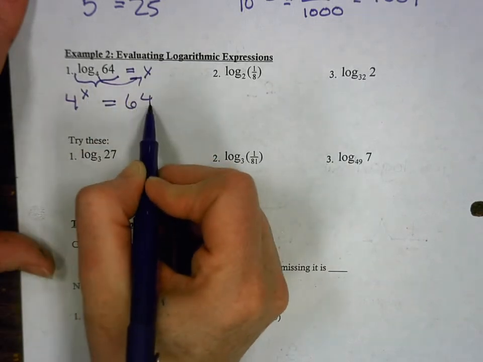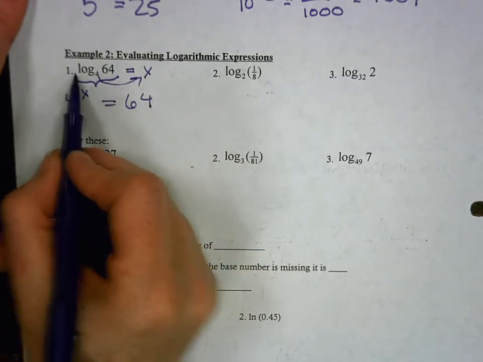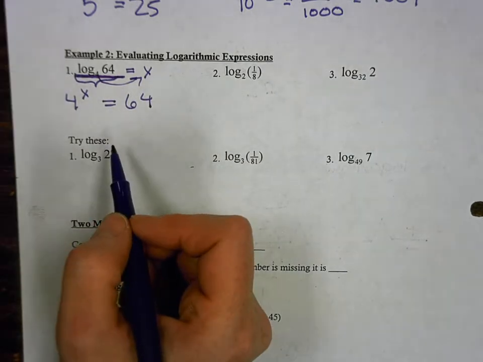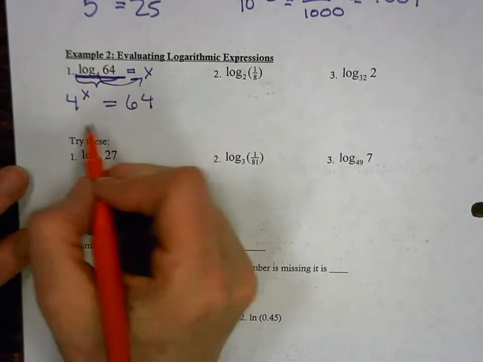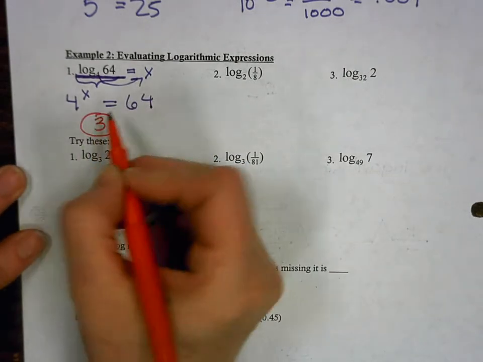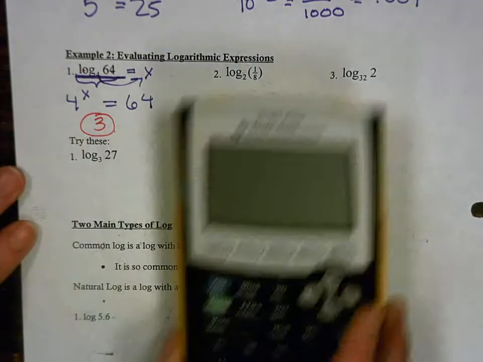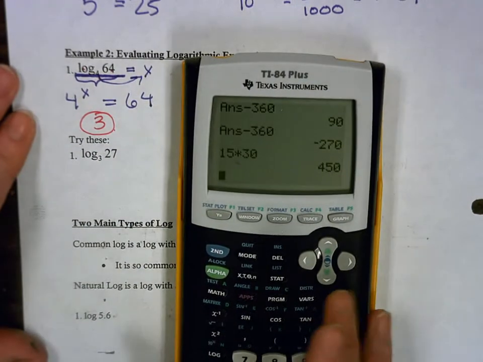4 to the x... 4 to the what equals 64? That is the evaluation of this piece of the log. 4 to what power is 64? Well, x would be 3. So that means that log base 4 of 64 is 3.